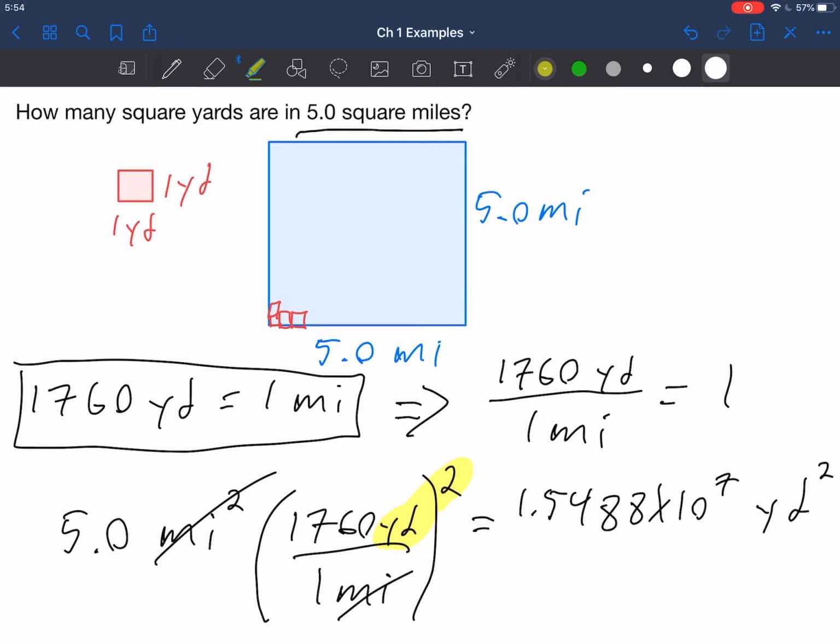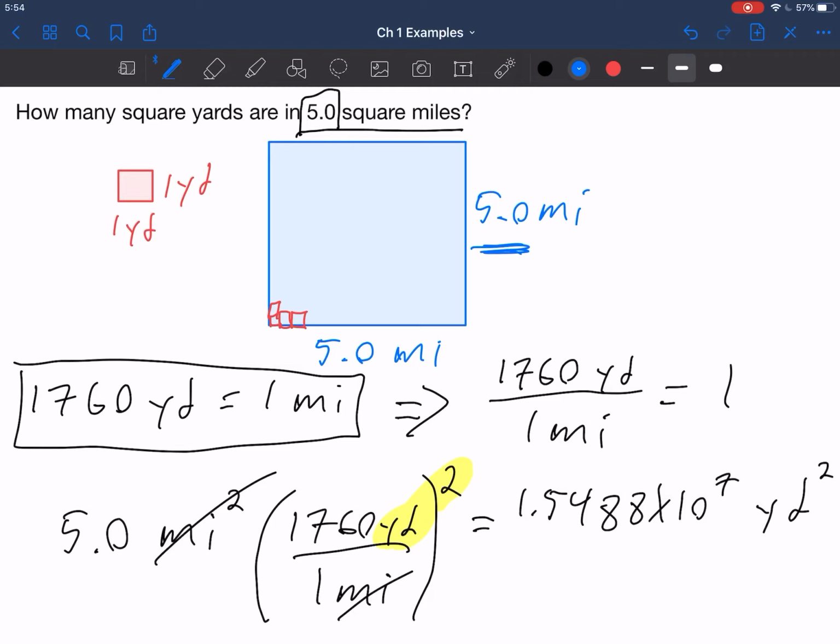But now I'm not totally done because I haven't thought about sig figs. In the problem, they gave me a measurement with 2 sig figs: 5.0 square miles. That is telling us that whoever measured this area measured each side of the square with 2 sig figs of precision. They measured it to a tenth of a mile, meaning they could have measured 5.1 or 5.0, but they couldn't have told us it's 5.01 miles. So in telling us 5.0 square miles, they're communicating some amount of precision.